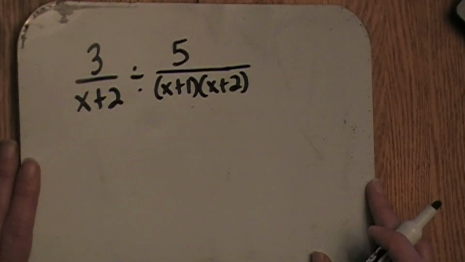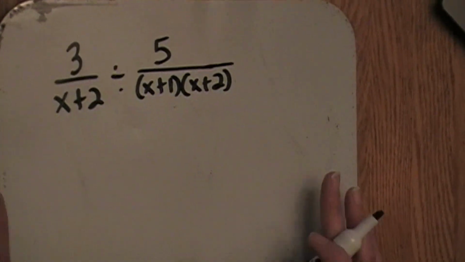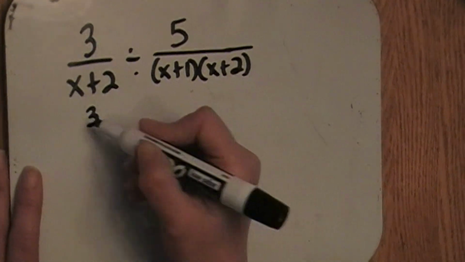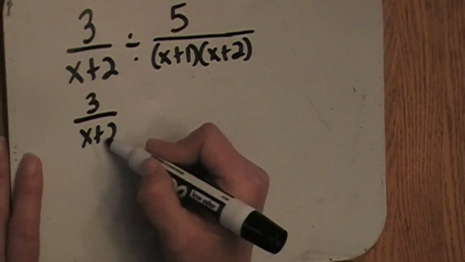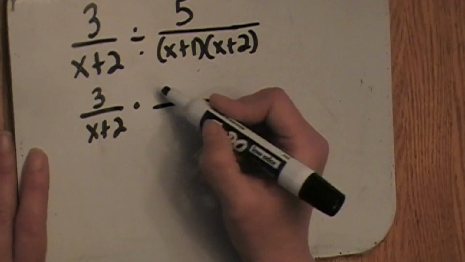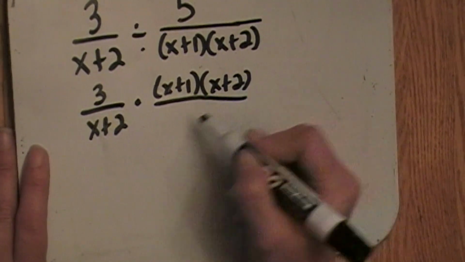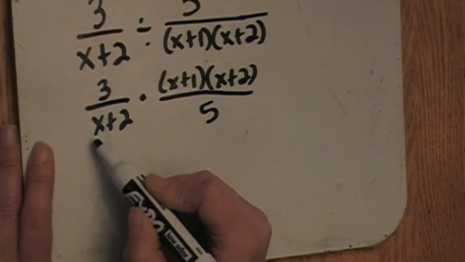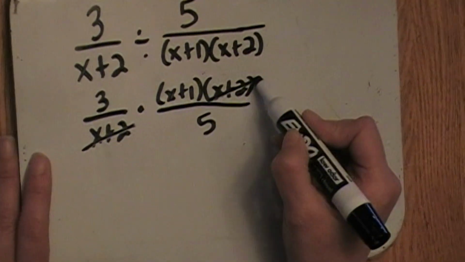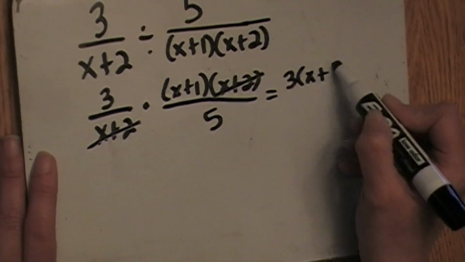All right, this is the next more challenging problem. This is another one we had several people miss, but a lot of you got it right. We're going to take this fraction, 3 over x plus 2, and change the divide to multiply. And now flip the fraction. So we have x plus 1 times x plus 2 over 5. Now the expression x plus 2 in the denominator here will cancel with the expression x plus 2 in the numerator. And my final answer is 3 times x plus 1 over 5.